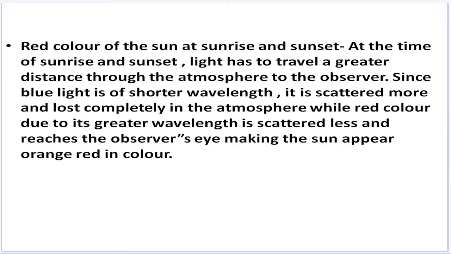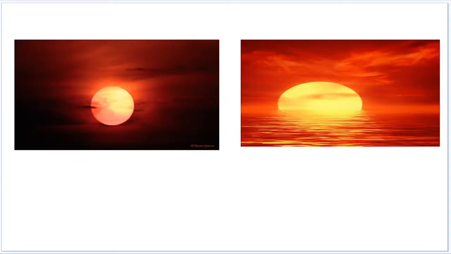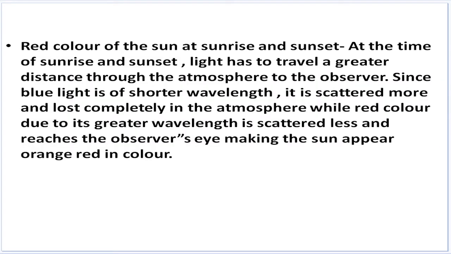Similarly, the red color of the sunrise and sunset. We must have seen the red color of the sunrise and sunset. So here are two images which show the red color of the sun during sunrise and sunset. You all must have seen. Now let's know the reason why the sun appears to us as yellow, orange, red in color. The sky also appears red in color.